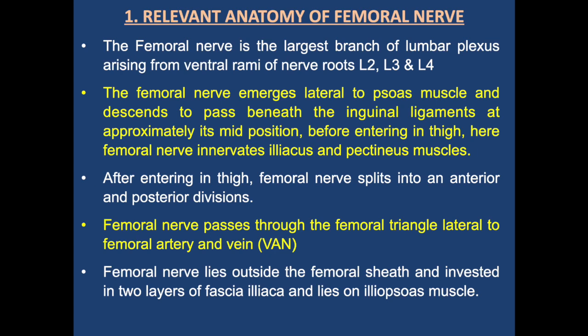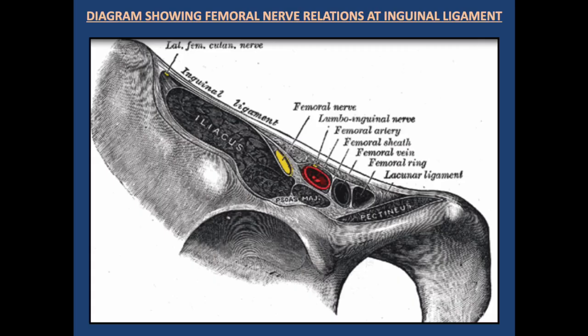Femoral nerve passes through the femoral triangle, lateral to the femoral artery and vein. Vein is most medial, then there is femoral artery, and the nerve is most lateral. Femoral nerve lies outside the femoral sheath and it is invested in two layers of fascia iliaca and lies on iliopsoas muscle. This is a diagram showing femoral nerve relationship at inguinal ligament.